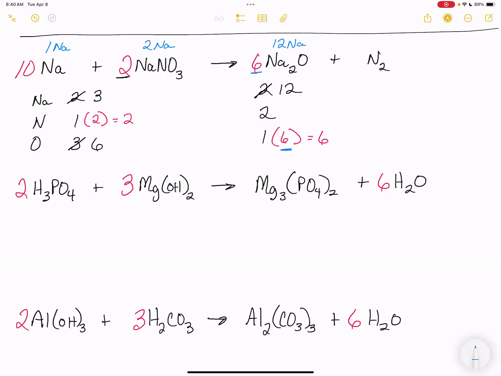Now, this is where it got a little tricky on this particular problem, and that is we did not want to alter the 2 sodiums from the sodium nitrate. You didn't want to alter that because if you altered the sodium nitrate's coefficient, you would have altered the nitrogen and the oxygen. So we had to keep 2. So what I did is I took this 12 and I subtracted out 2 and said, okay, I got to have 10 come from the original sodium, and that's where the 10 came from.